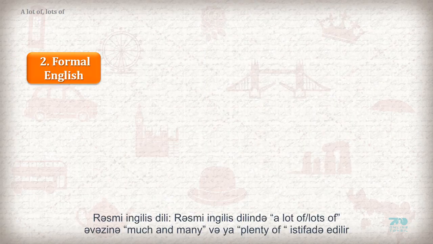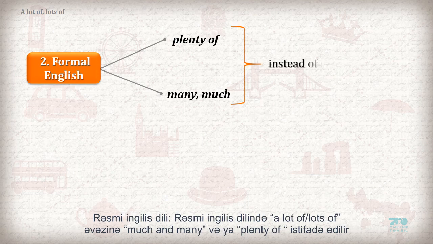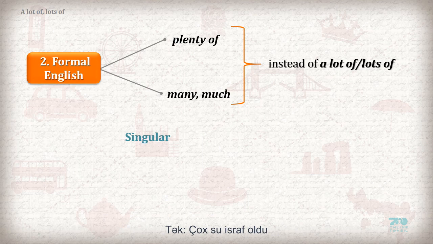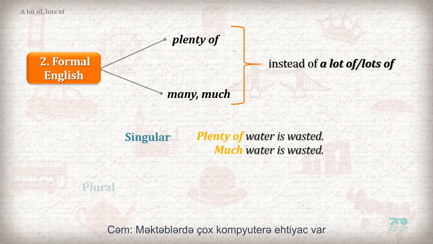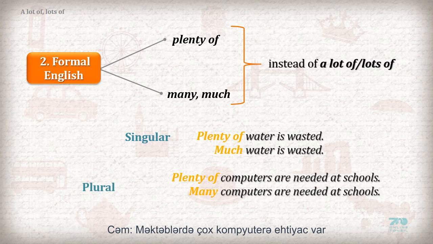2. Formal English. In formal English, we use plenty of or much and many instead of a lot of, lots of. Singular. Plenty of water is wasted. Much water is wasted. Plural. Plenty of computers are needed at schools. Many computers are needed at schools.